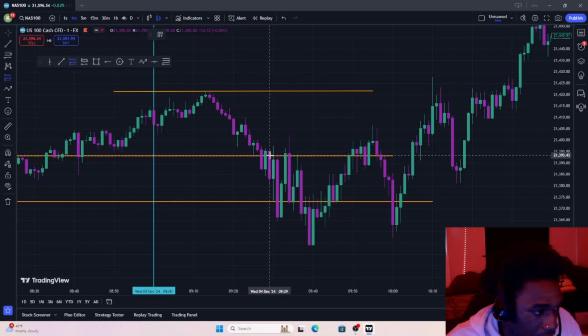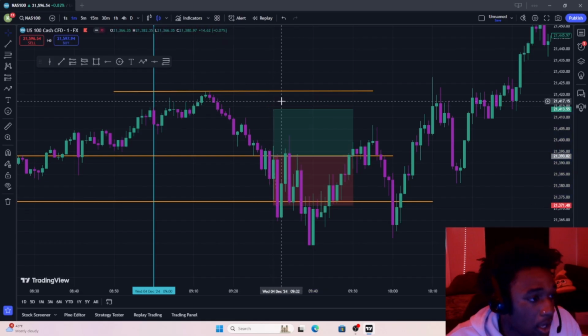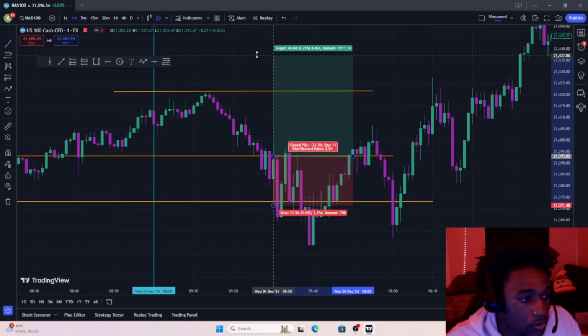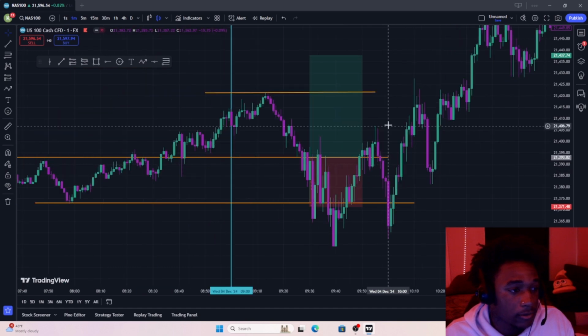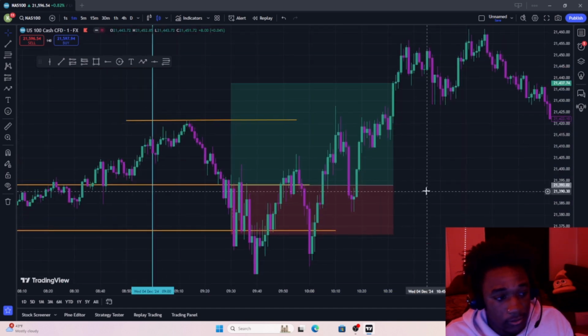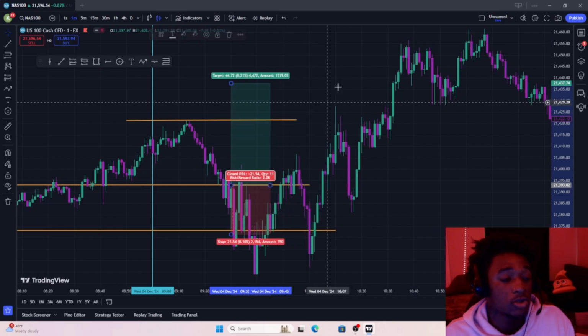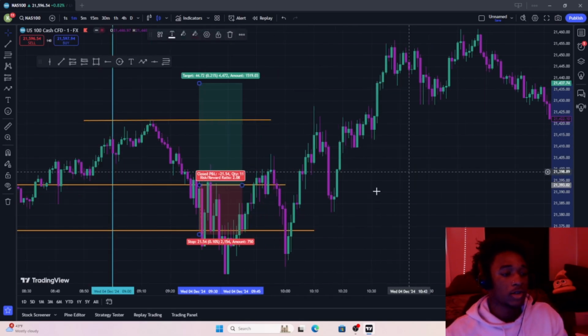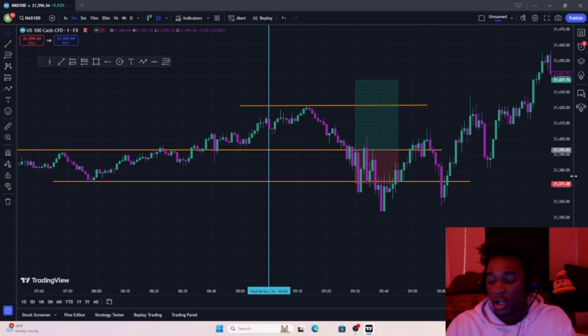I entered right here on that breakout, put my stop below the recent zone, and I targeted a 1 to 2 risk to reward, and price came back and stopped us out. But it did go in our favor after all. We got stopped out, and the price did come back up and go in our favor. So that's just showing you guys that our trading strategy is a good strategy. It's a profitable strategy, but you're not gonna win every single trade, and you're not gonna lose every single trade. This is just a part of trading.